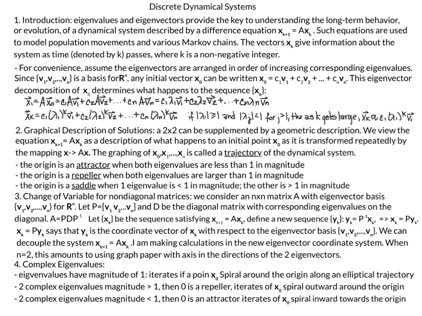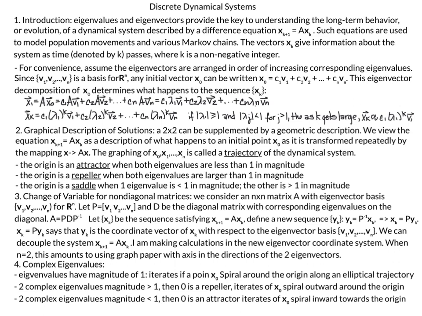Such equations are used to model population movements and various Markov chains. And then, as I mentioned, in this video, a lot of things will be done on population because it's easy to understand. There are other engineering applications, but then we'd have to talk about circuits or something. But anyway, the vectors x of k give information about the system as time, denoted k, passes, where k is a non-negative integer.